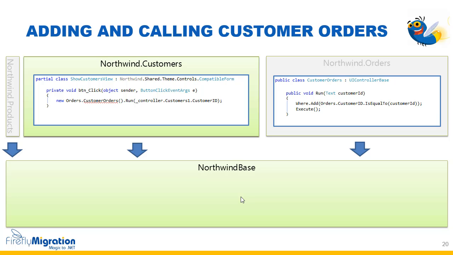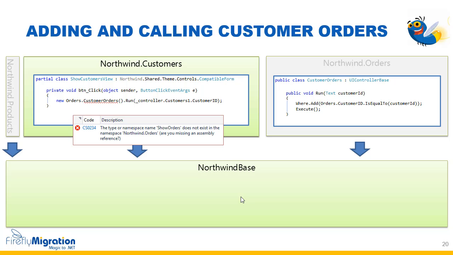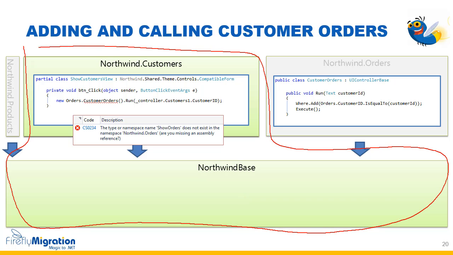Now, as you can see, there's a red line under customer orders, and that is because the customer orders class is not visible in this context. If we try to build it, we'll get a build error saying that the type or namespace show order does not exist in the namespace Northwind orders. This is because Northwind customers is only aware of classes that exist in this scope. It cannot see the implementation within the module Northwind orders. It doesn't reference it. So how do we get around that?